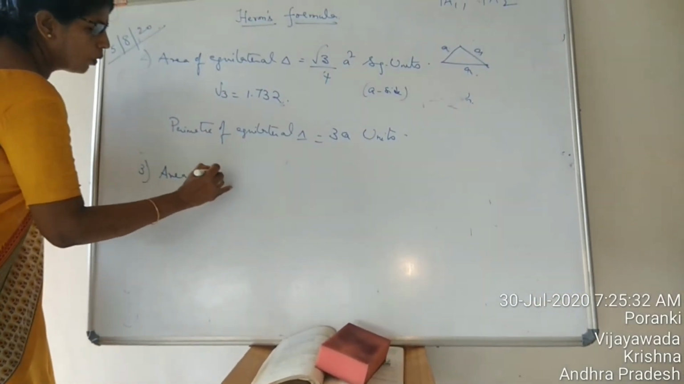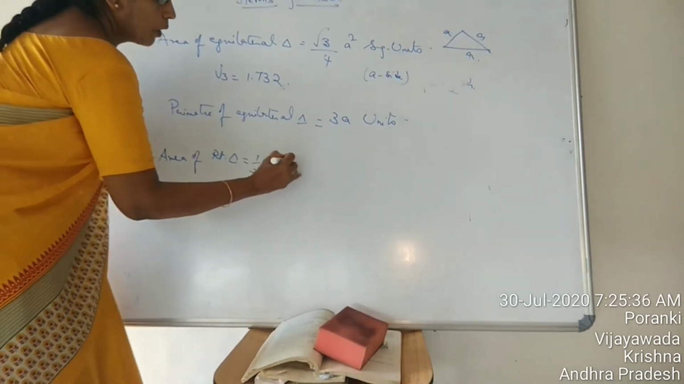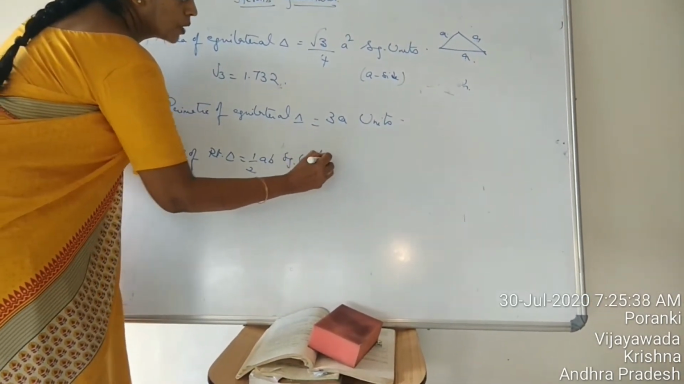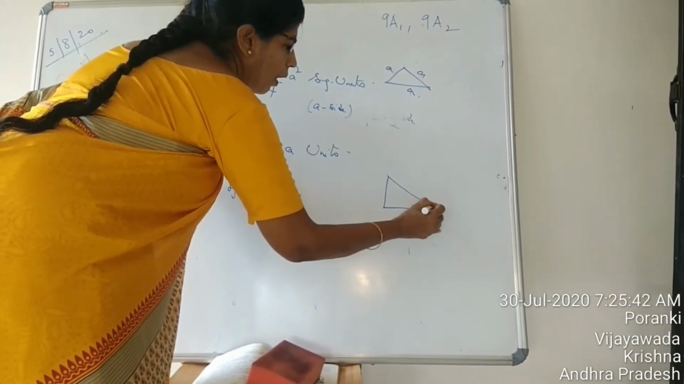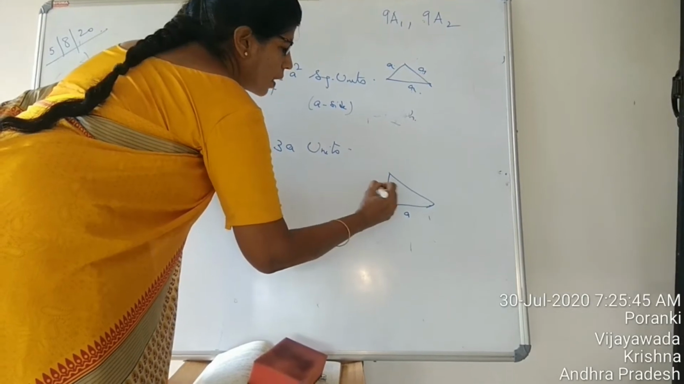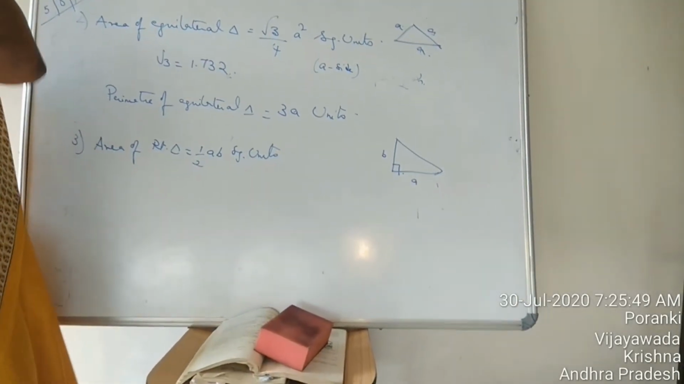And area of right triangle. Area of right triangle is equal to half AB square units. What are A and B? A and B are the sides containing the right angle.